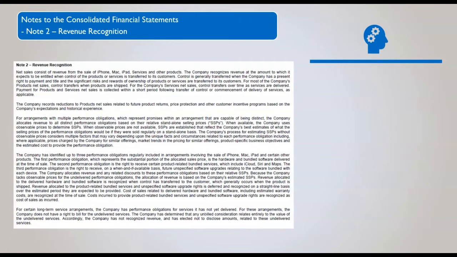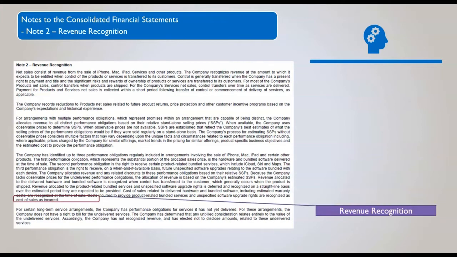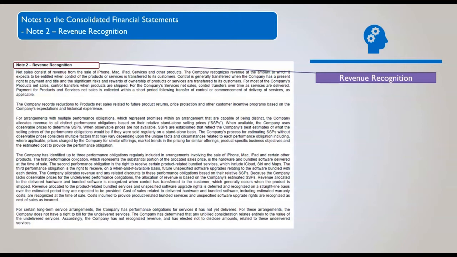The next note to the financial statements is Note 2, Revenue Recognition. This, in my opinion, is one of the most significant policies and notes in the financial statements. The policy here outlines when the company recognizes its revenues and income on the P&L, or the profit and loss statement. In this case, revenue is recognized when control is transferred to the customer, for example, when Apple's products are shipped.